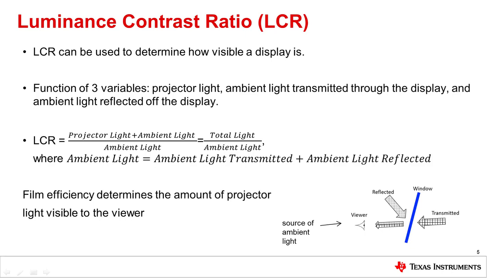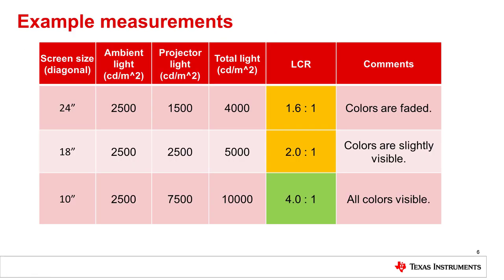Luminance contrast ratio, or LCR, can be used to determine how visible a display is. It is a measurement of image contrast, taking into account ambient light. LCR is a function of three variables: projector light, ambient light transmitted through the display, and ambient light reflected off the display. Factors such as film efficiency, projector output, and the environmental ambient light will have an effect on the LCR. For images to be visible, a minimum LCR of 2:1 is required for automotive display applications. A 4:1 LCR is highly recommended.